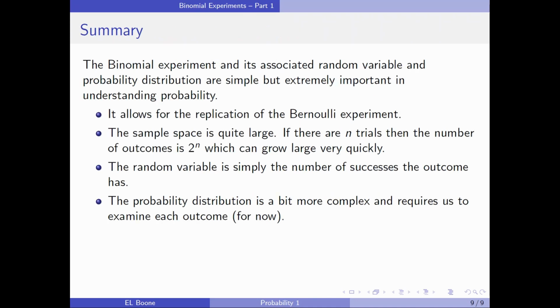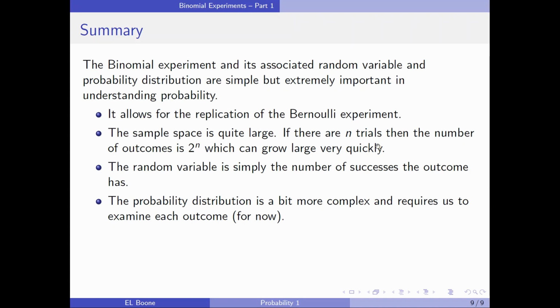All right, so the binomial experiment and its associated random variable and probability distribution are really, really important. These types of experiments are all over the place. It allows for basically the replication of a Bernoulli experiment, which is the simplest experiment. And replication is always good. You always want to have more information about something than less, so seeing if it succeeded more than just one time really helps out.